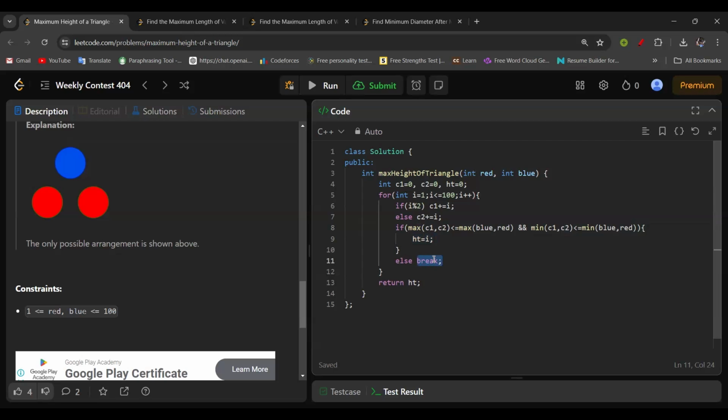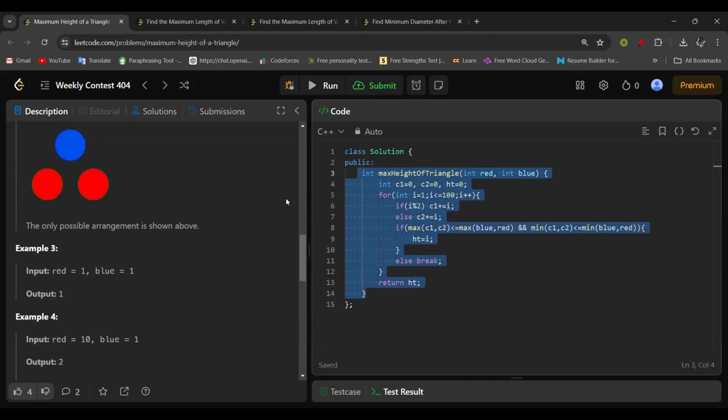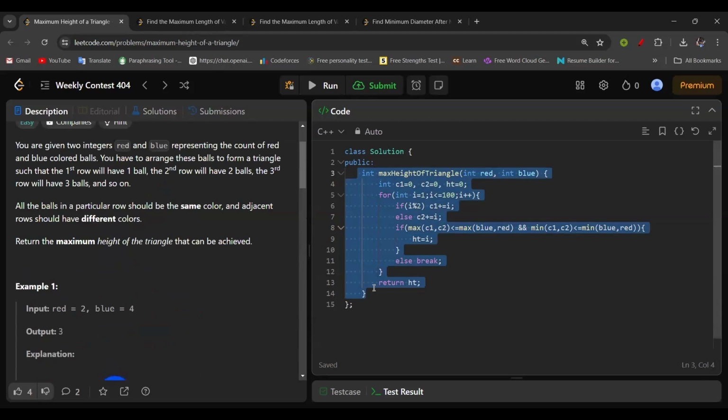If you're not able to make a height of 4, let's say, you cannot make a height of 5. Definitely, you would require more balls for that. So once this condition is unsatisfied, you can just break out of the loop. No need to check for greater heights. Then you can just return your height. So this is the simple code for the first problem. I hope the first problem is clear to you.